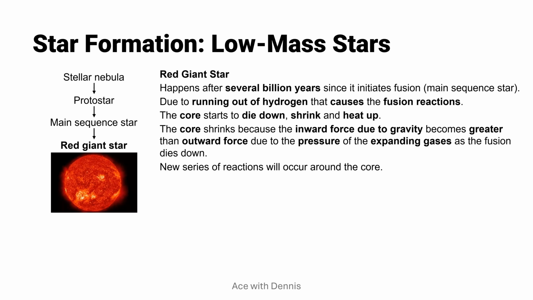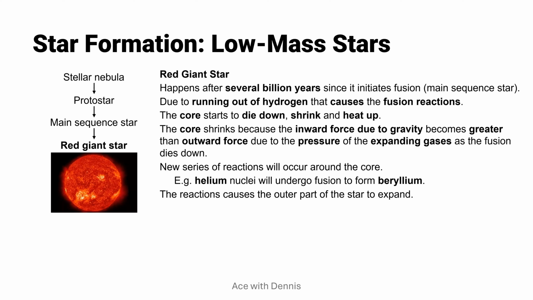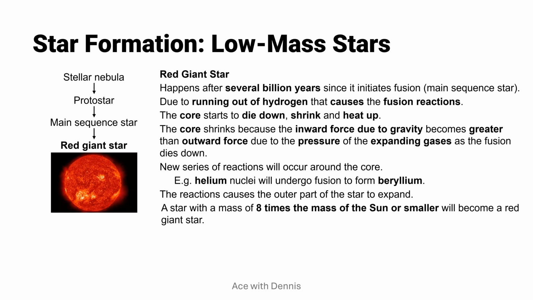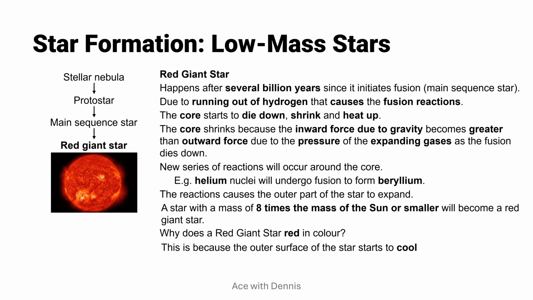A new series of reactions will occur around the core. For example, helium nuclei will undergo fusion to form beryllium. The reactions cause the outer part of the star to expand. A star with a mass of 8 times the mass of the Sun or smaller will become a red giant star. Now the question, why is a red giant star red in color? This is because the outer surface of the star starts to cool down.